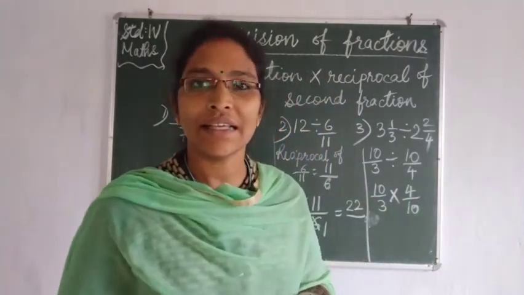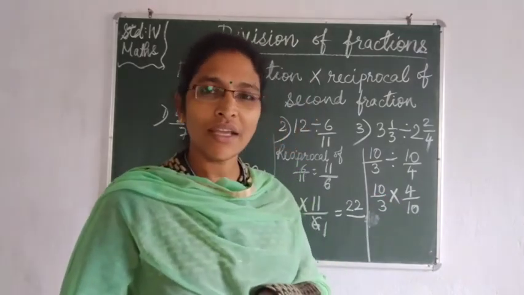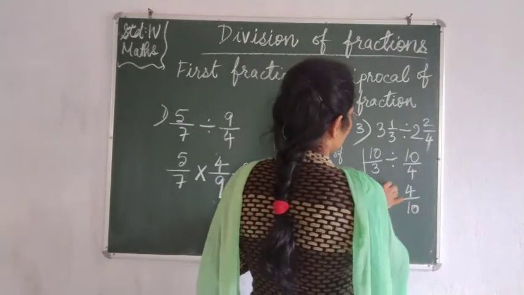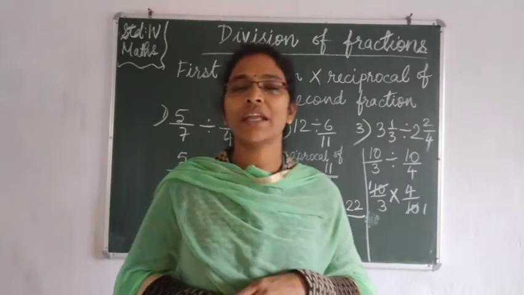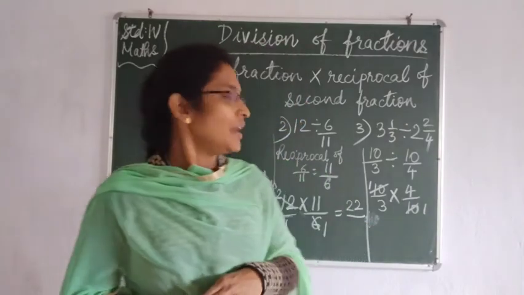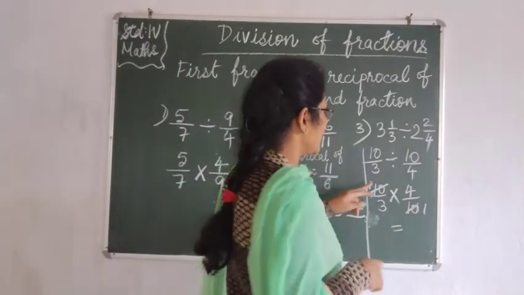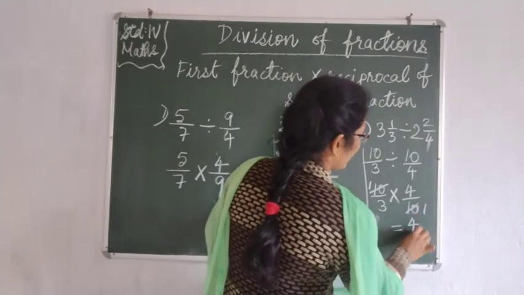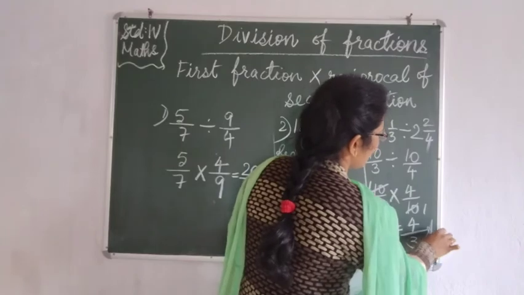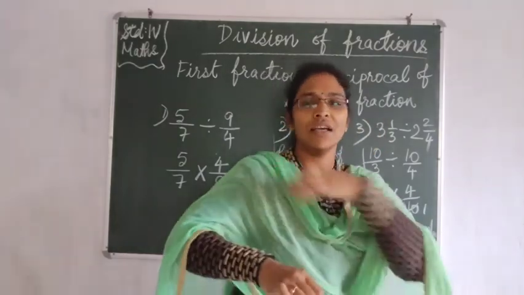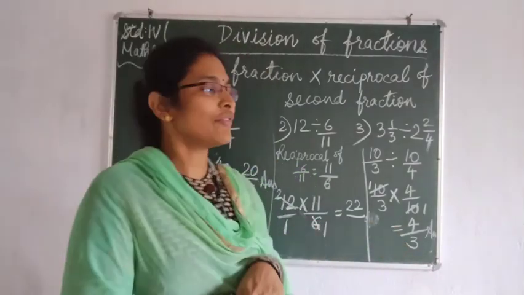Now we can see whether there are any common factors for them. 10 and 10. Yes, both are divisible by 10. So we will divide them by 10. 10 ones are 10. 10 ones are 10. 4 and 3, they do not have any common factors, so we cannot reduce to lowest terms. Now 1 4s are 4, by 1 3 is 3. 4 by 3 will be the answer. We can change that answer into a mixed fraction as it is an improper fraction.